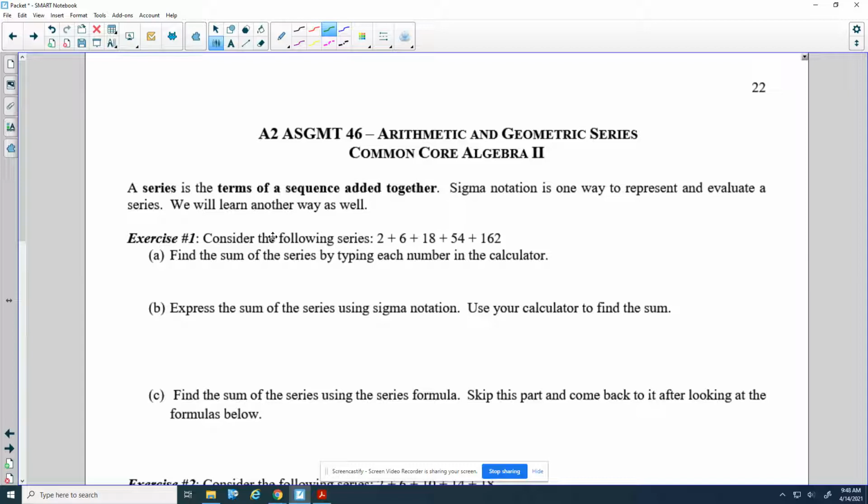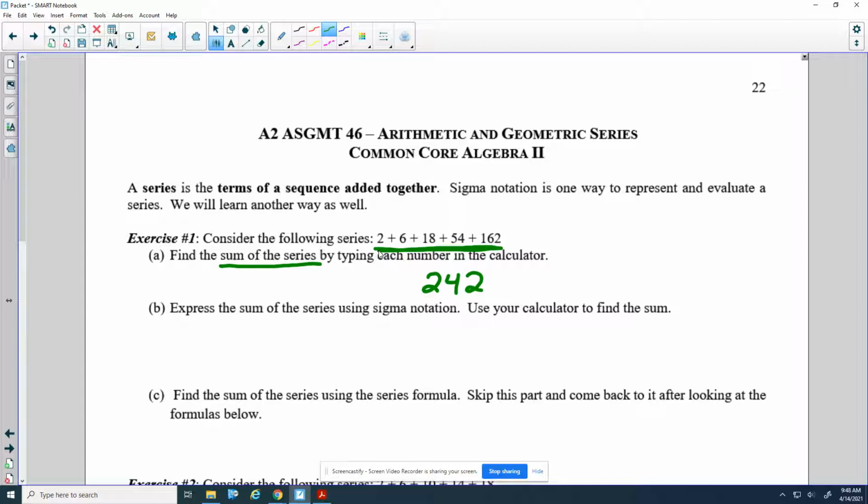So first off, we're going to look at a couple series, and we're going to talk about the fact that, well, if we know all the numbers, we could just type them directly in our calculator. So for a short list, finding the sum of the series by typing each number in the calculator can be useful. So if I type them all together, I would end up getting 242.